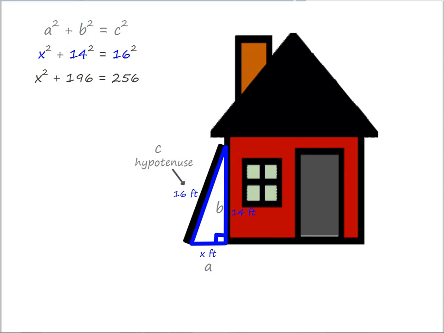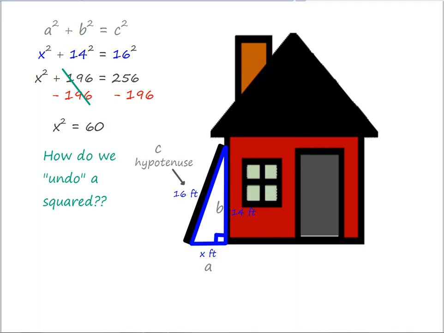In order to solve for x, solve for my missing side length, right? I'm going to have to subtract 196 from both sides. The 196's are going to cancel, and I'm going to end up with x squared equals 60. So here's my conundrum, right? How do I undo a squared so that I can just have x by itself?